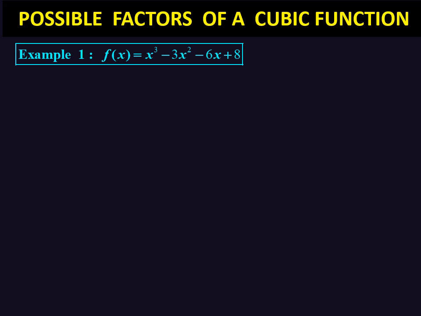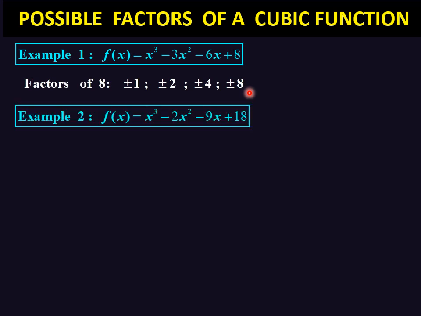Let's look at some possible factors. To find the possible factors here, if we concentrate on the constant, which is the constant value there? That's right, 8 is the constant. So what are the factors of 8? That's correct. I can have a 1, a 2, a 4, or 8, and I can either have positives or negatives. Take the other one. Factors of 18. What are they? That's right: 1, 2, 3, 6, 9, 18, and they can either be positive or negative.